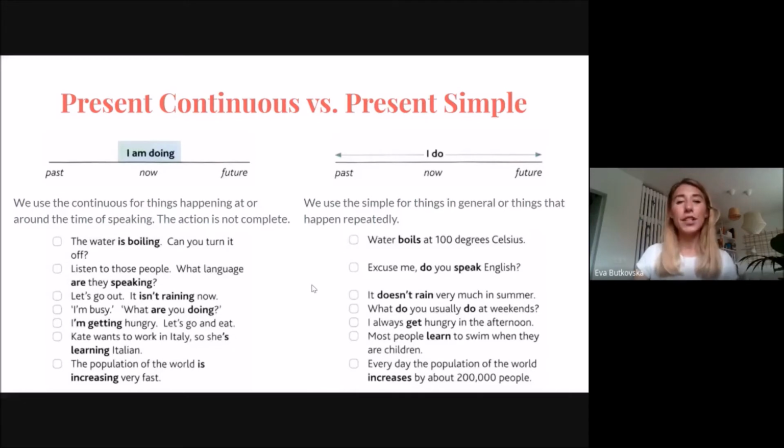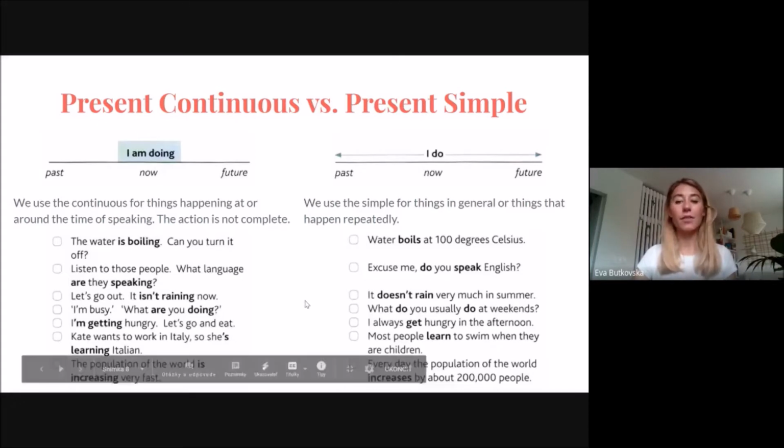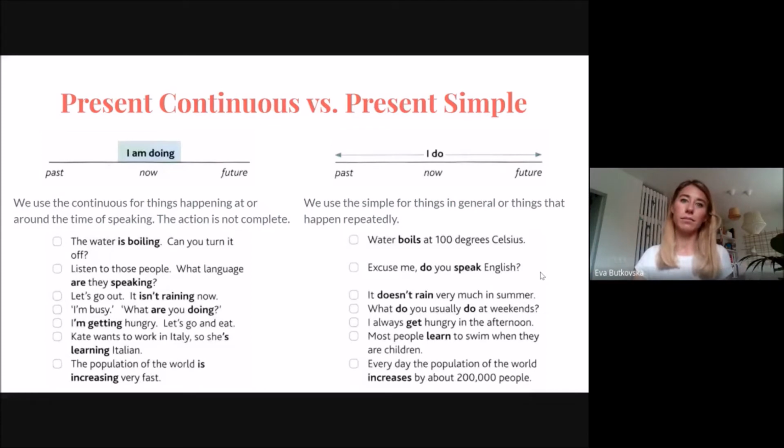Good. I'm getting hungry. Let's go and eat. So I'm starting to get hungry. It's a change that happens over time. But the sentence, I always get hungry in the afternoon, it's something that happens regularly.